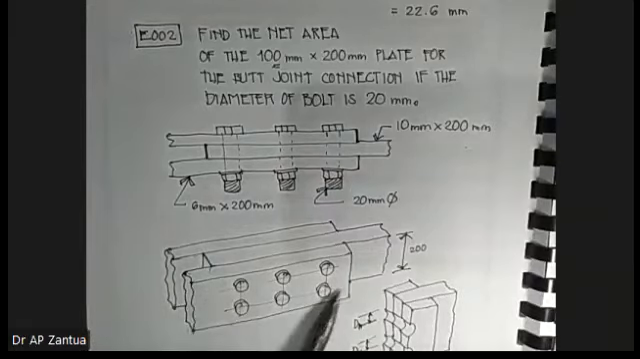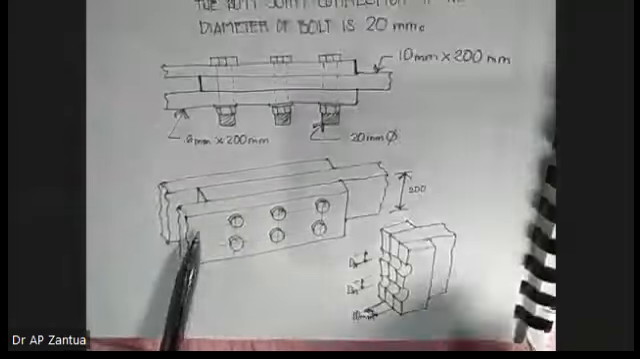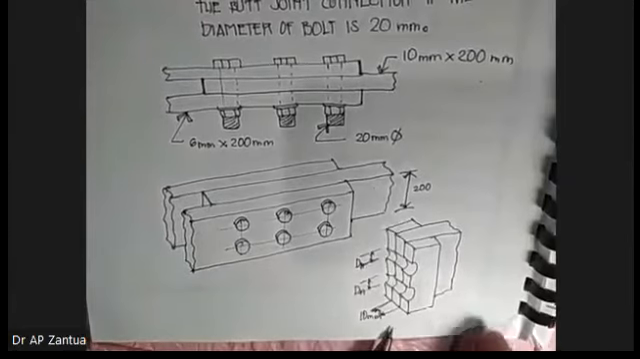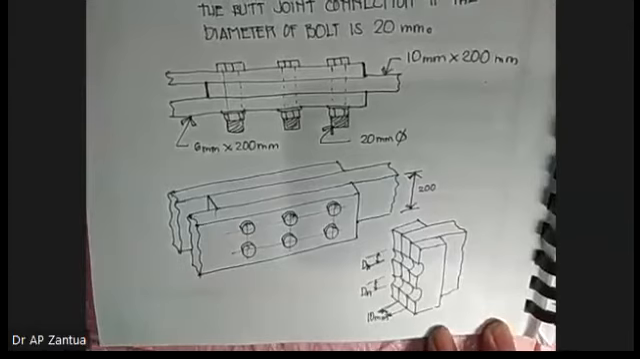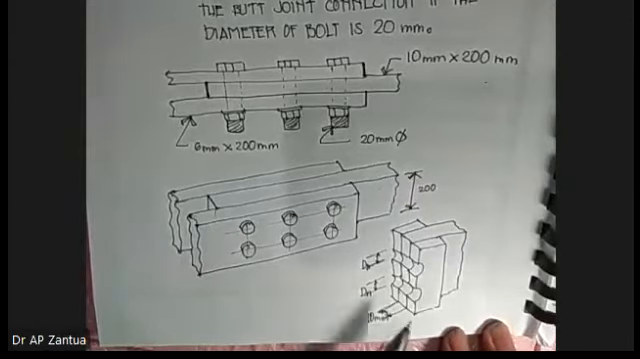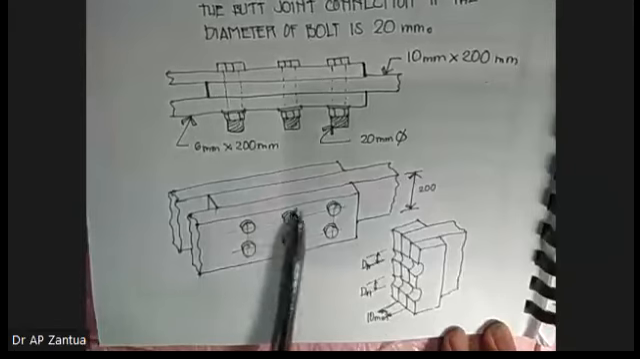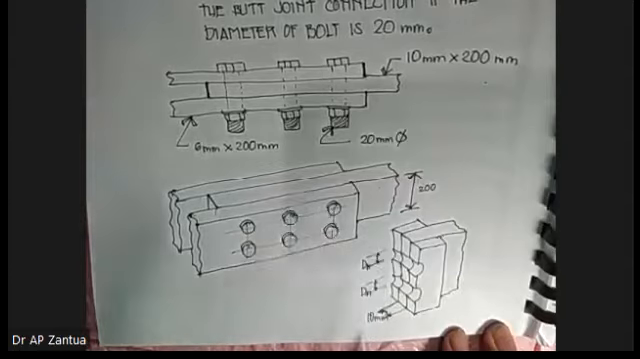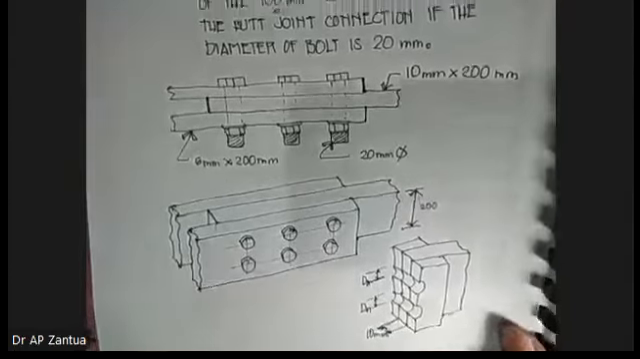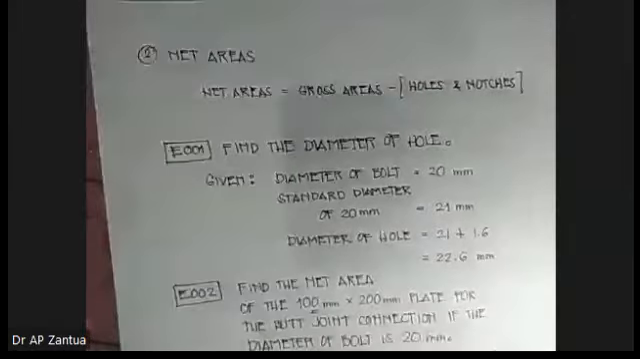So this is our 3D, and this is our cross section diagram, so that we can imagine. From this point to that point, that is the diameter of the hole. So there are 2 holes, therefore equal thickness 10 mm. So therefore we can find the net area.